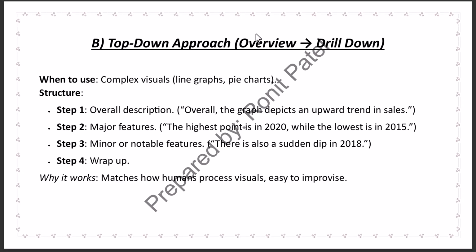Step 2, major features. Mention highest point, lowest point, and major growth or decline. Step 3, minor but interesting details. Only one or two, not multiple. Step 4, wrap up. End with overall direction or implication.